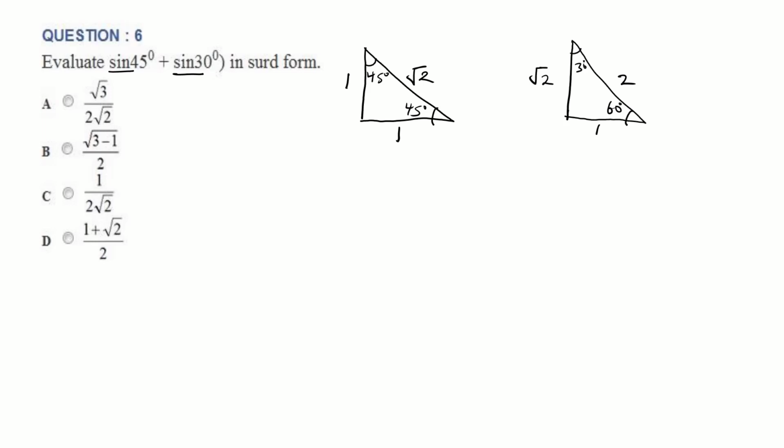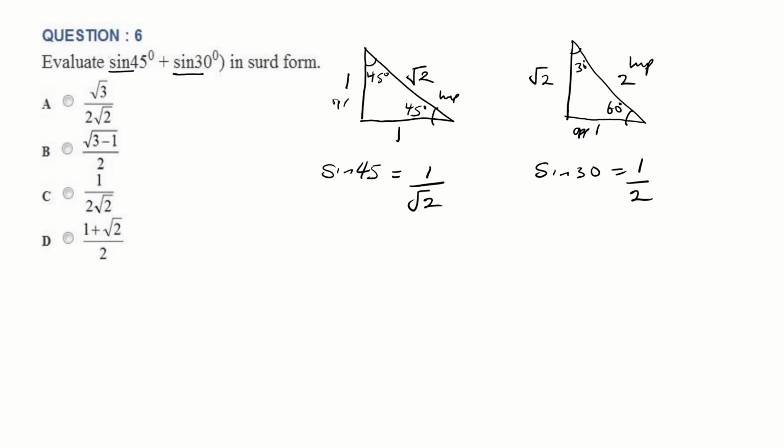Now for sine 45, know that sine is opposite over hypotenuse. So here we have our opposite, and we have the hypotenuse here. So sine 45 equals 1 over root 2. You get that? And sine 30, which is also opposite over hypotenuse. This is our opposite, and this is the hypotenuse. And this is 1 over 2. So we now have sine 45 equal to 1 over root 2, and sine 30 equal to 1 over 2.